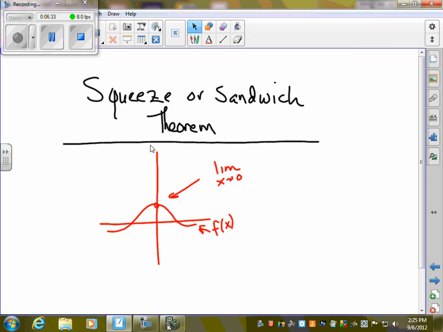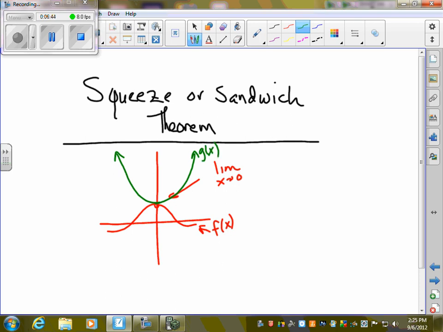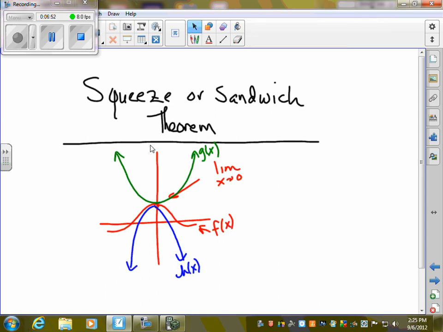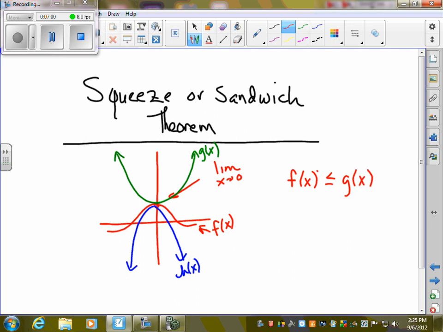Say I find another function, let's say g of x, that is above that I know the limit for. We'll call that g of x. And another function below it that I know the limit for, and we'll call that h of x. So here's what I know. That f of x is between g of x and h of x.